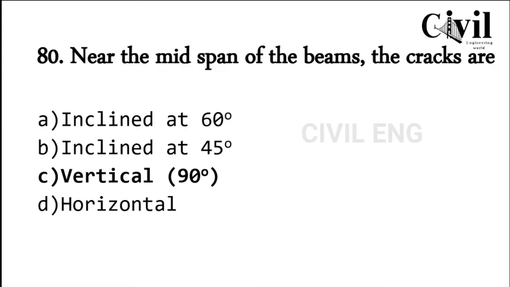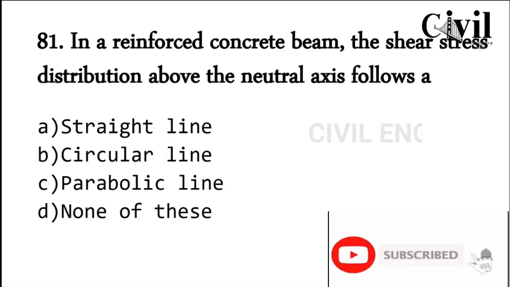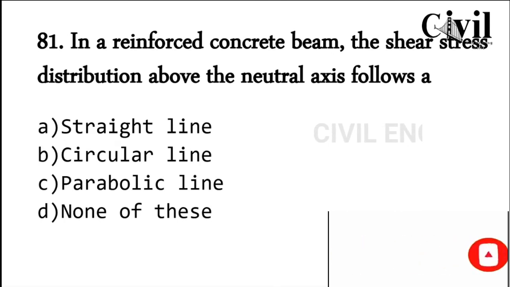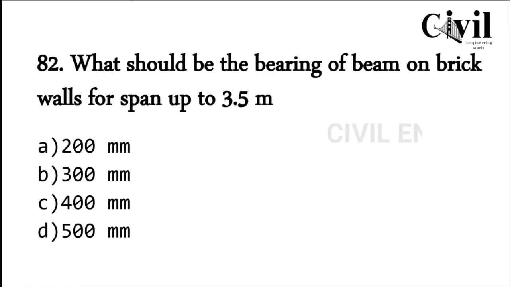Okay, so next one, we are gonna go to the next one. In reinforced concrete beams, the shear stress distribution above the neutral axis follows... so we already discussed its answer is C, parabolic line, because it is above the neutral axis. Okay, now go ahead and what should be the bearing of beam on brick walls for span up to 3.5 meter? So here we have a table, we are gonna check it out.